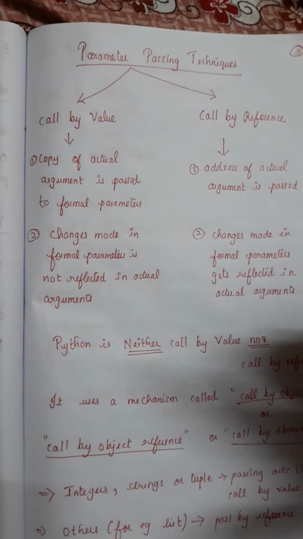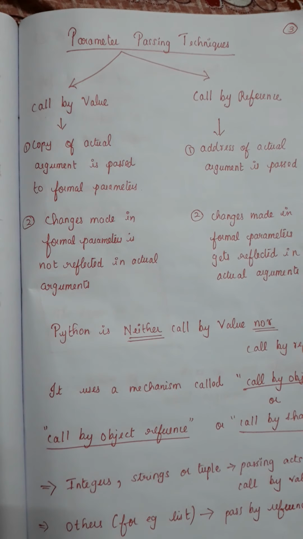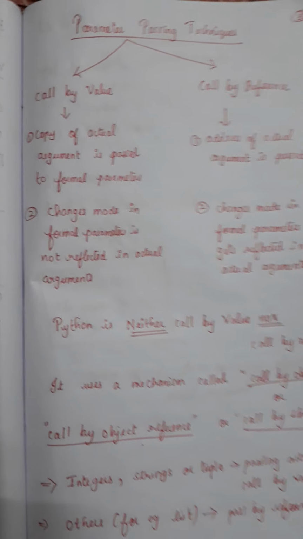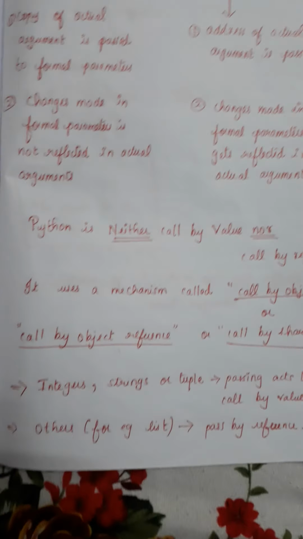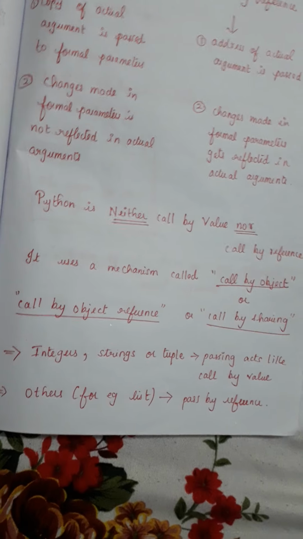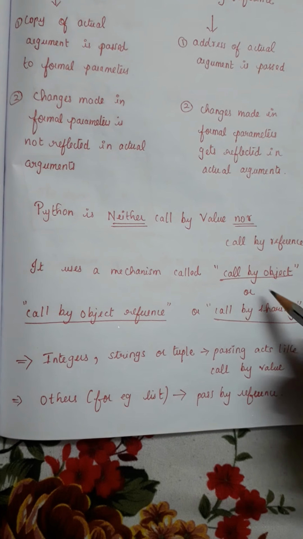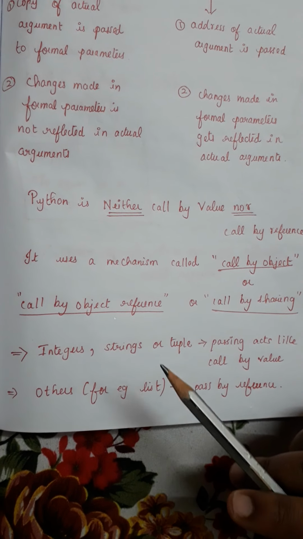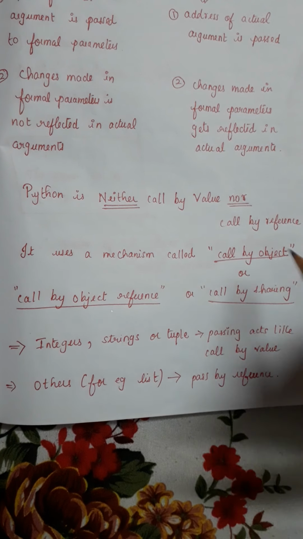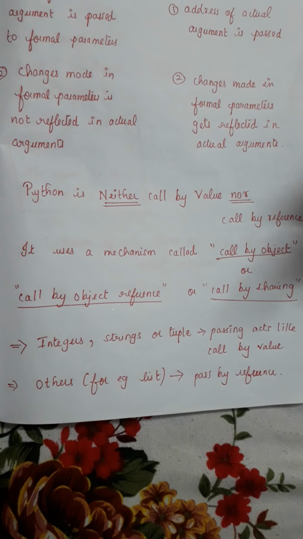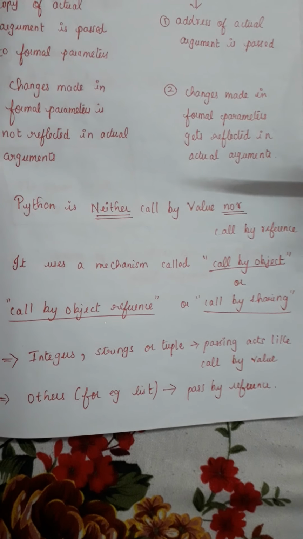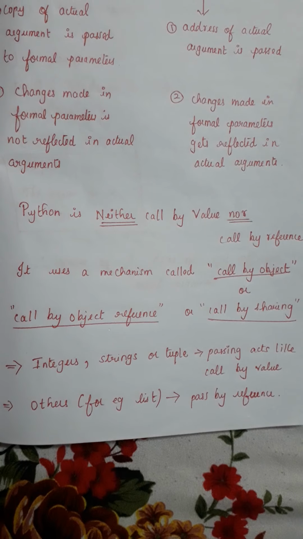Let us see in detail what happens in Python. Python is neither using call by value nor call by reference. It is using a technique called call by object. Call by object is also called call by object reference or call by sharing. What this means is, based on the object passed or based on the data type passed, the Python interpreter decides whether to follow pass by value or to follow pass by reference.